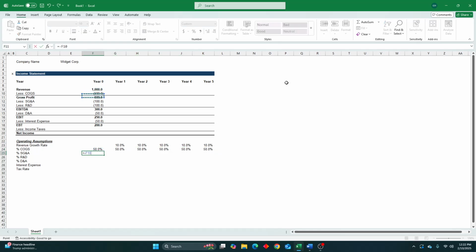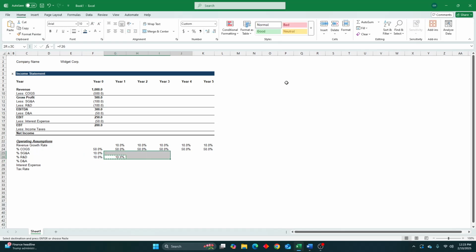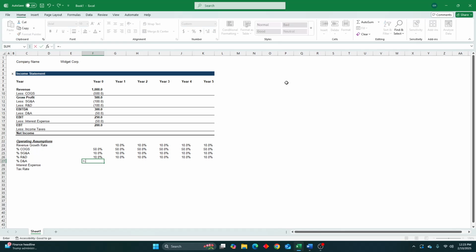For the SG&A and the R&D, we're going to do the exact same thing. Our SG&A divided by our revenue, and then our R&D divided by our revenue as well. And so these both are going to be 10%, and we'll assume that this is going to stay the same moving forward. Lastly, we'll have our D&A, which we're going to do as a percentage of revenue. So it'll be D&A divided by revenue, just like that. You can set up more complicated schedules, which we can maybe do in a later video, but for now, we're just going to assume everything remains consistent as a percent of revenue.